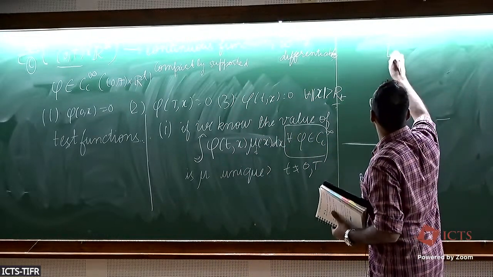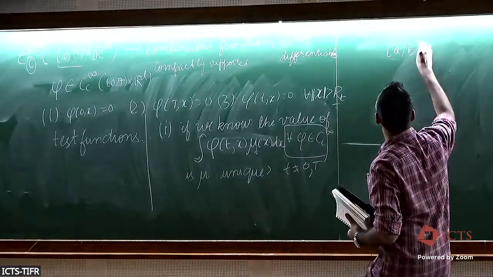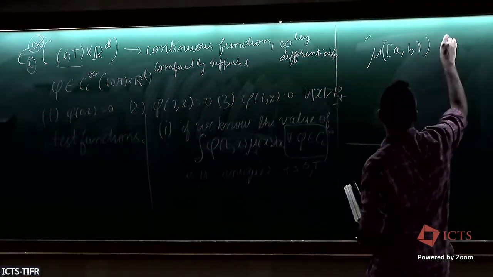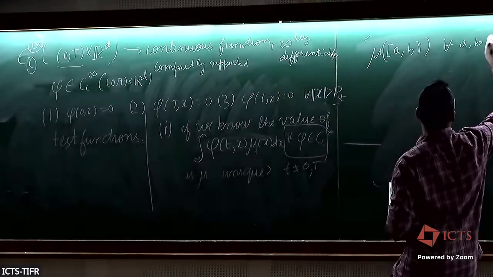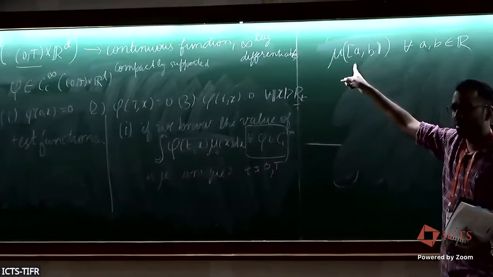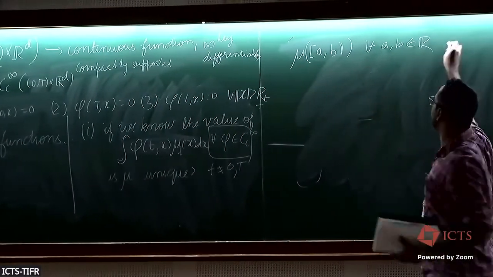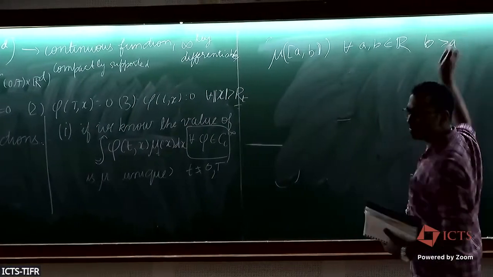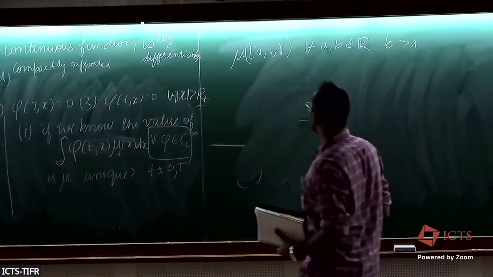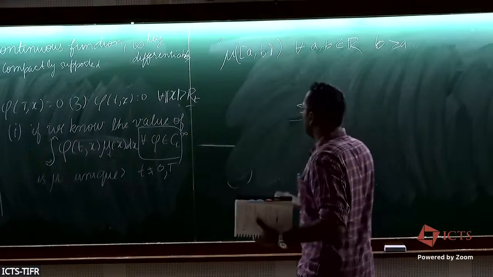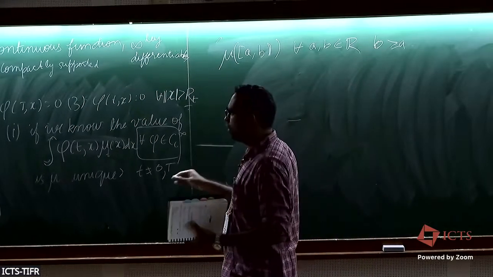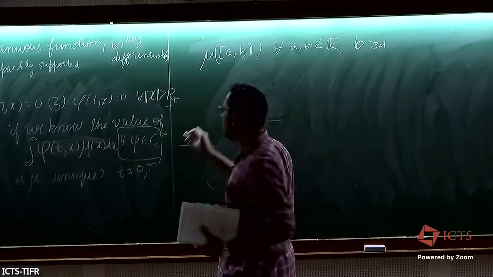So let's think of R^d. If I tell you the measure mu of (a, b) for all a, b in R, such that b is greater than a, or b greater than or equal to a, then I know the probability distribution. So how do you do this? How do you get a C_c infinity function out of this? So let's think of this.